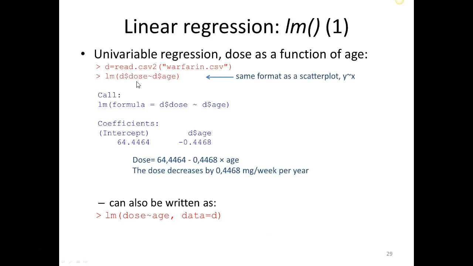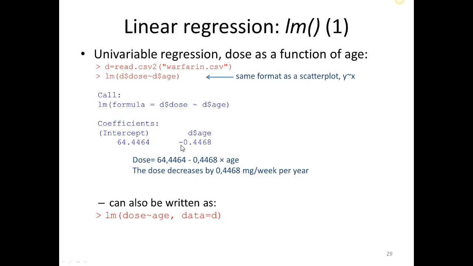First, we give the continuous variable we want to use. It's $dose. And then what variables we would like to have in our model. In this case, it's only $age. And then we get this result. We see the formula, and we get the intercept and the coefficient for the age.